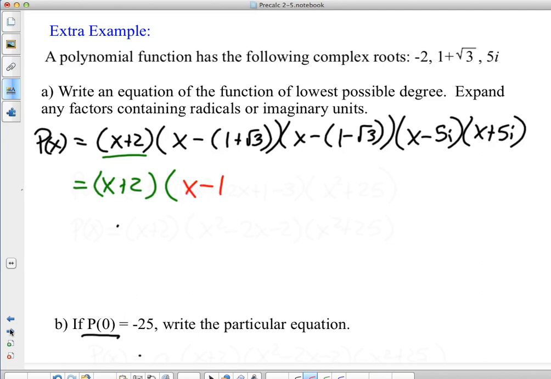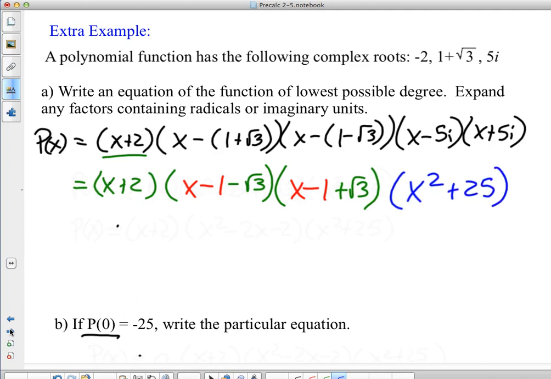x minus 1 is an actual leading term I'm going to deal with. Then I've got minus the square root of 3. And then I've got x minus 1, and I've got plus the square root of 3. And this last one, before I even write it down, I'm going to combine those terms. That x minus 5i times x plus 5i is just x squared plus 25. Do you see it? Because of the difference of two squares. So I'm just going to tell you, x squared plus 25 is what I'm doing there. Are there any questions about what I've done thus far?